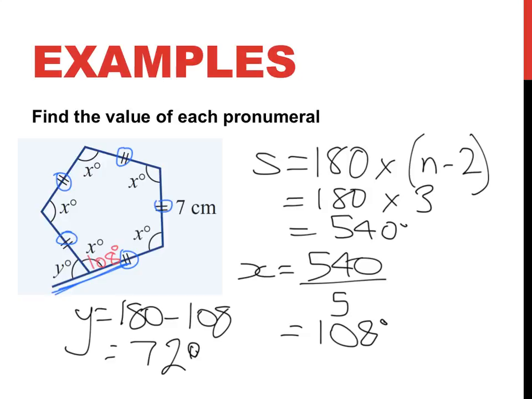Okay, so that again. Use the formula, work out the number of sides, substitute it in, work out how much they equal all together, use that information to find out the value of the prime numeral. And that's it, guys. That's working with polygons.